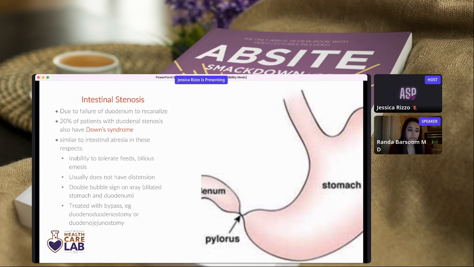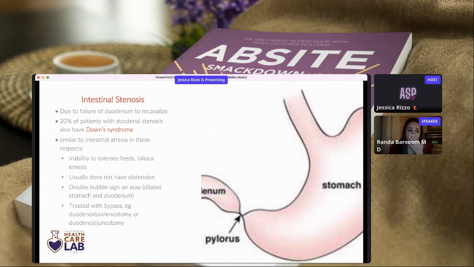Duodenal stenosis is a little bit different. So this is usually a failure of the duodenum to recanalize. And then you see these buzzwords usually with a Down syndrome question, and you'll see 20% of patients with duodenal stenosis will also have Down syndrome.